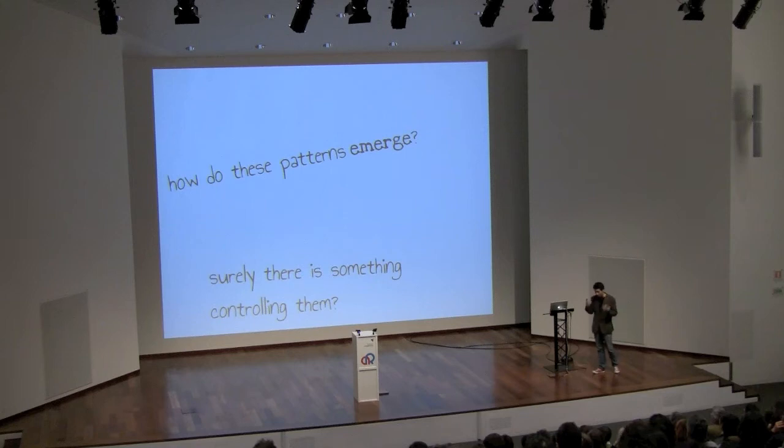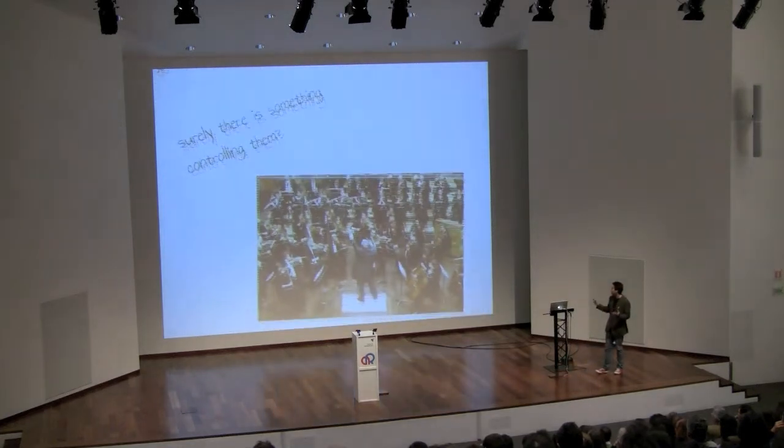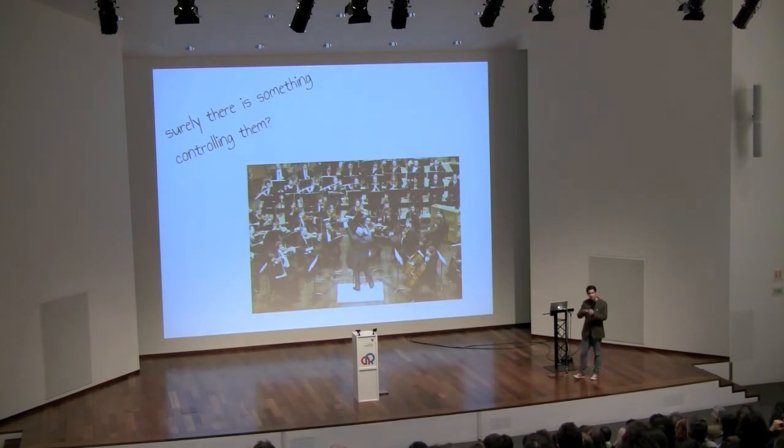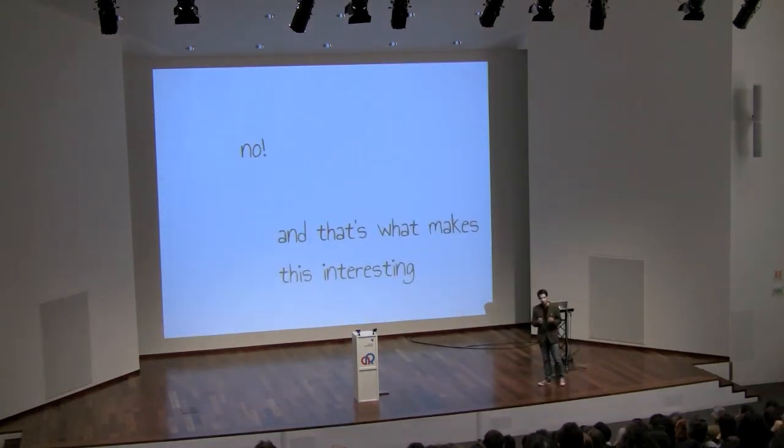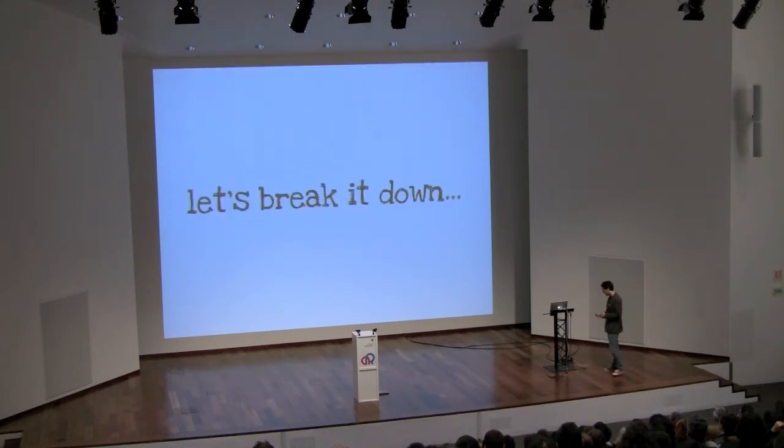Well, I'm sure that many of you are thinking that there's something behind these patterns, like a mastermind controlling them, a sort of maestro conducting an orchestra and telling these patterns how to behave. Well, I don't think so. And for me, this is what makes this question interesting. This is what emergence is about: trying to answer how these patterns appear in a scientific manner. This is very hard, and usually in science, when we want to tackle a question, we tend to use computer models.